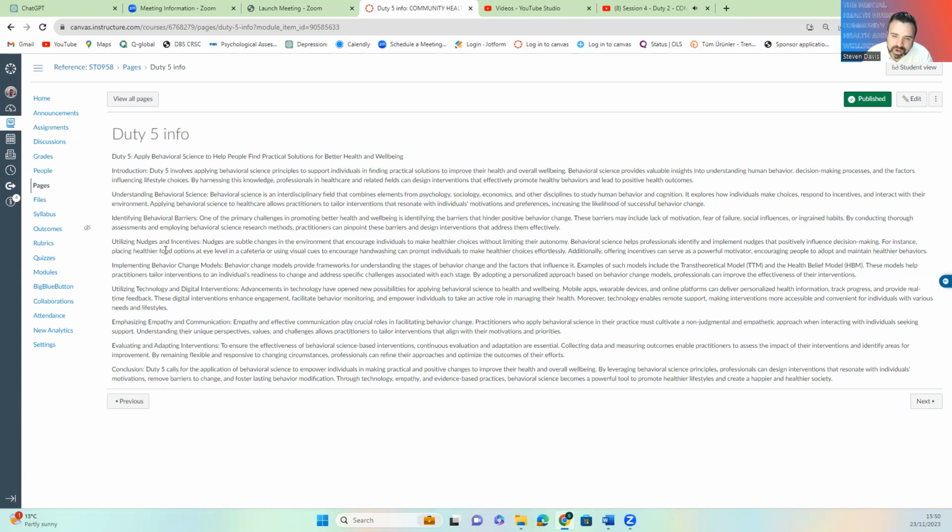Identifying behavioural barriers. One of the primary challenges here is promoting better health and well-being. So let's just reread that sentence because it's so simple. One of the primary challenges here is promoting better health and well-being. Well, we've got all of these health promotion tools. The trick is not to make it look like you're lecturing somebody, but you have all the tools. And when we keep saying we need to invest more, we need to do this, I'm a little anti that as a mindset. We have so many health promotion tools. We just need to use them.